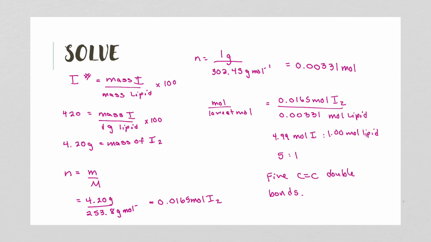So 4.2 grams of iodine was our first part. Then you find the moles of iodine by dividing by the molar mass. And remember, iodine is 2 iodines. It's a diatomic molecule, so don't forget to do that part. And then find the moles of the lipid. Remember, we assumed we had 1 gram, so then we get that. And then you just take your higher mole and divide by your smaller mole, and then you end up with your number of double bonds.